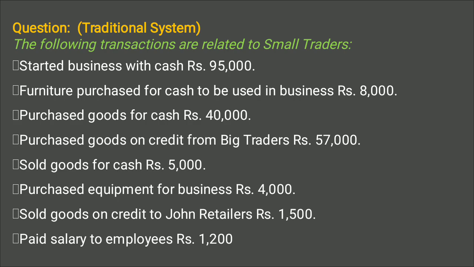Next we have sold goods for cash. So again in this transaction, sales and cash, these two items are going to be affected. The next we have purchased equipment for business rupees 4,000. So again two things are going to be affected. When you purchase any assets, we do not use the word purchase, that is assets. In the business, equipment is coming and cash goes out. So first is equipment and second one is cash.